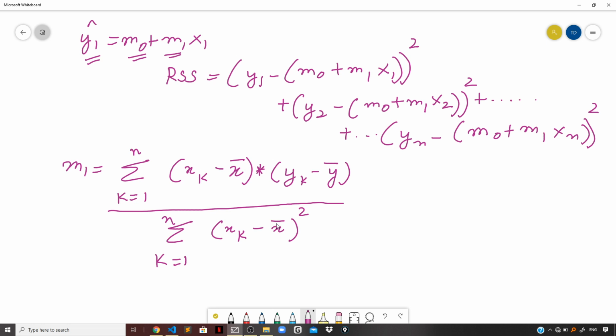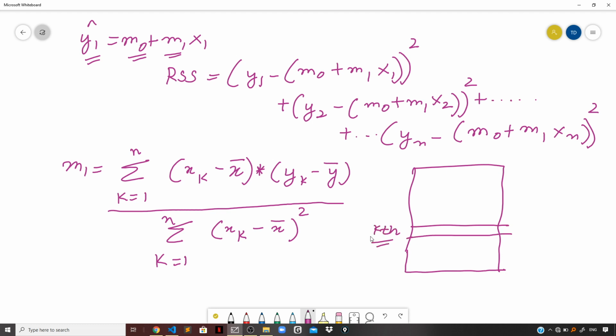Now here xk is the value of your input variable of the kth row of your data set, okay. So if I assume this to be our data set, and let us say this is our kth row, so xk is your value of the input variable of this row, okay. yk is the value of the output variable of the very same row. So x bar and y bar are basically your mean values, the average of all the values under the columns x and y, okay.